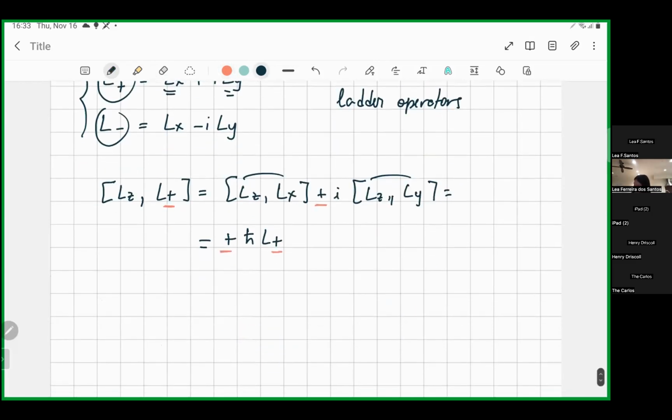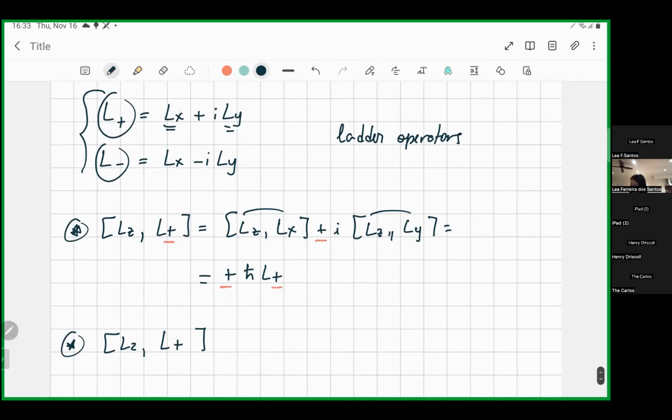So this is the commutator with Lz. If you do it with L squared, what do you think is going to happen? Well, L plus is made of X and Y, and L squared commutes with X and Y, so this has to be 0. And the same thing if you put the minus here, it has to be 0. How is this going to help us?